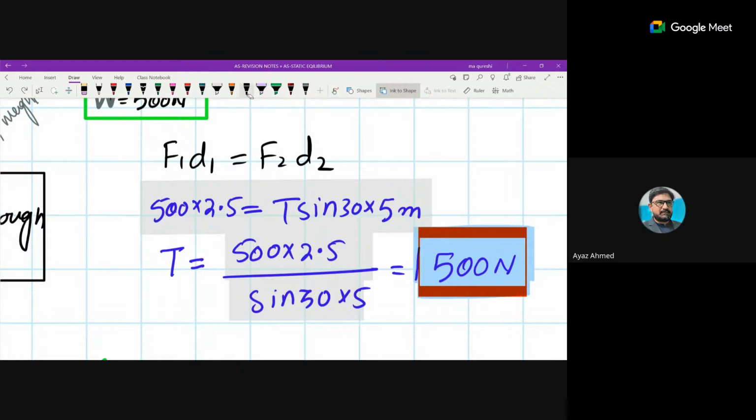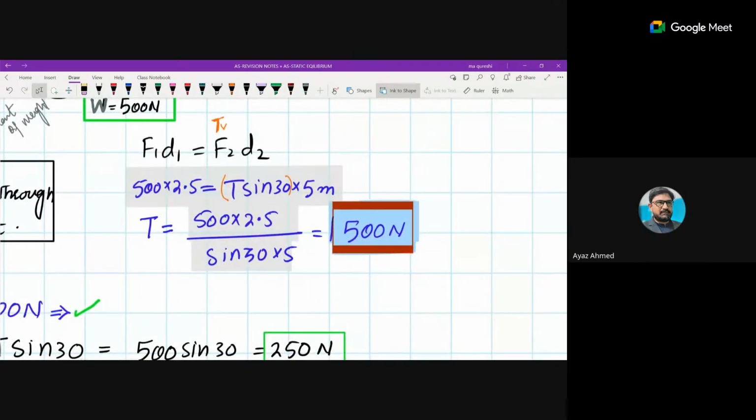This is your vertical component of the tension. So you can say this is your T vertical, right? So that is your T sine 30. This is your T sine 30 into 5. So I got the tension on the rope, I have just rearranged it: 500 into 2.5 divided by sine 30 into 5. I mean 5 sine 30. So you get this value, which is 500 Newton. Right? Is it clear to you?